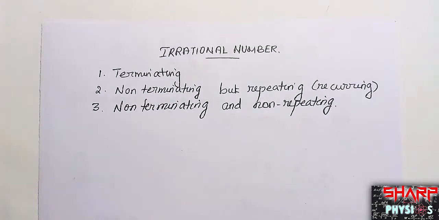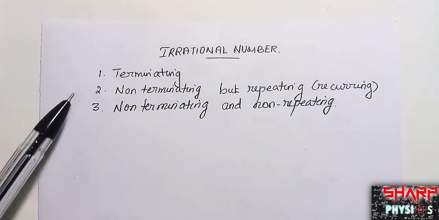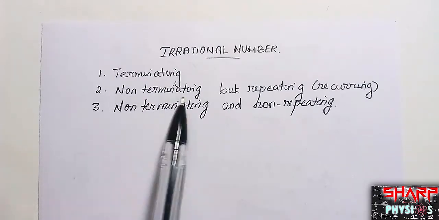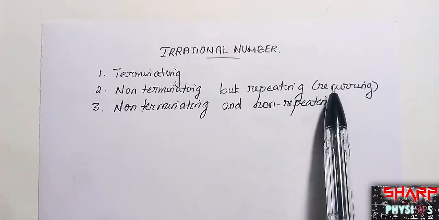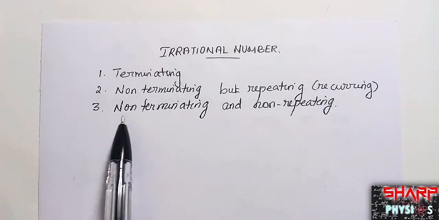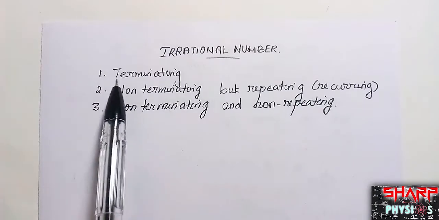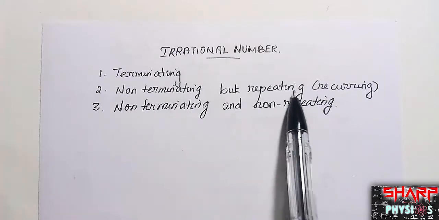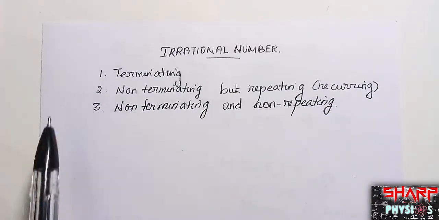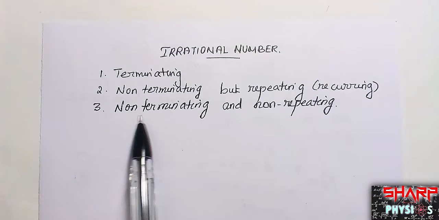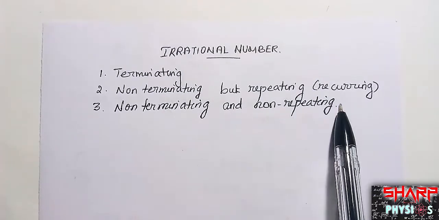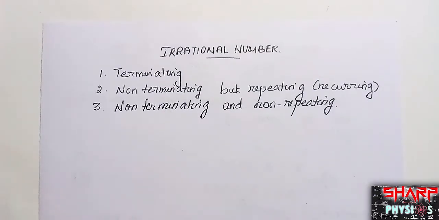Generally when you take a decimal number, it will have three forms. One is terminating, another one is non-terminating but repeating, that is recurring, and the third one is non-terminating and non-repeating. In this, the first two, the terminating and non-terminating but repeating, will be rational numbers, and the last one, non-terminating and non-repeating, will be an irrational number.